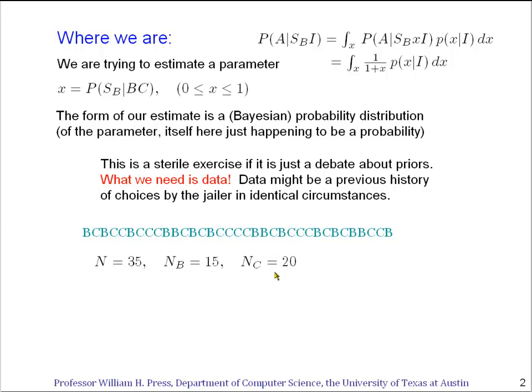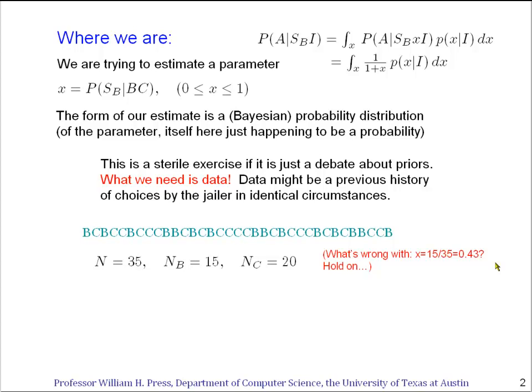And we want to estimate the probability that the jailer will say B. Well, you probably will immediately say, what's wrong with just estimating it in the obvious way? There were 35 times, and he said B 15 times. So the probability that he is going to say B, or at least an estimate of it, is something like 15 divided by 35, which is about 0.43.